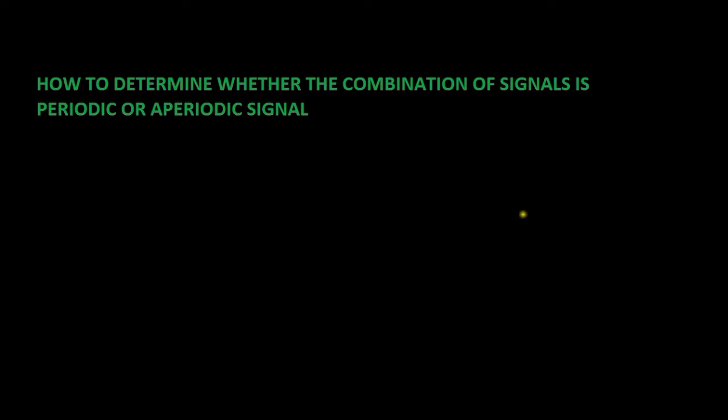In this video we'll see how to determine whether the linear combination of signals is periodic or aperiodic. When I say linear combination of signals, I mean this. Suppose we have two signals x1 of t and x2 of t. Both are continuous time signals, hence both are periodic signals.